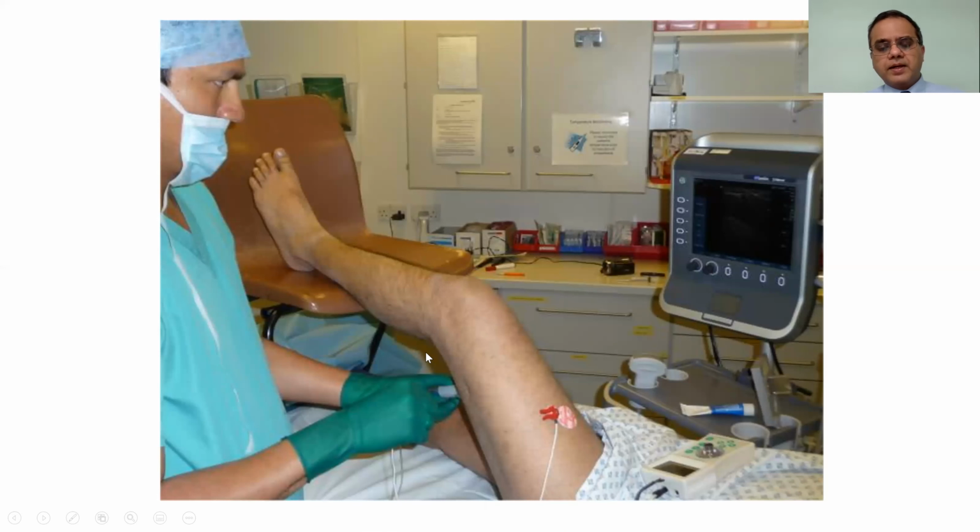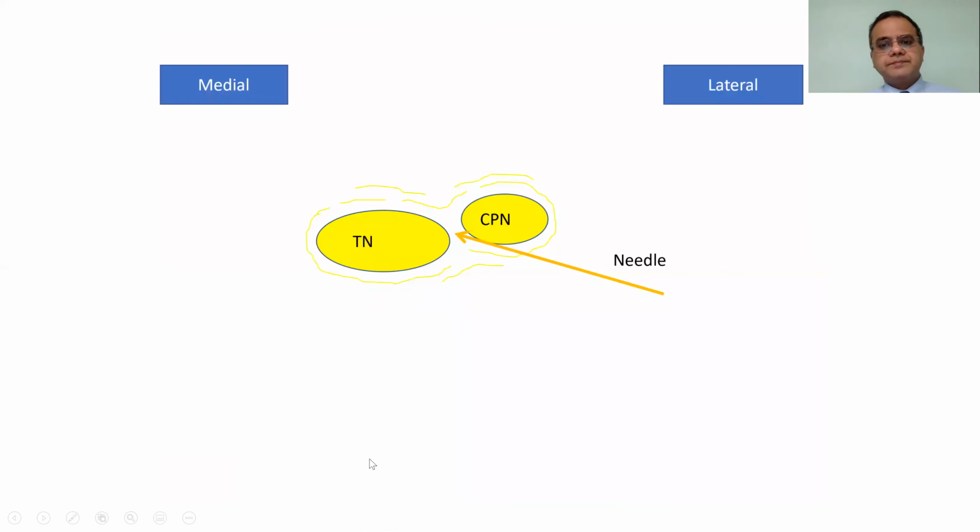So this is how I position myself. Everything again is in line. My needle comes in from the lateral side, and I'm aiming to introduce my needle so that the tip of my needle is in the paraneural space between the tibial nerve and the common peroneal nerve.